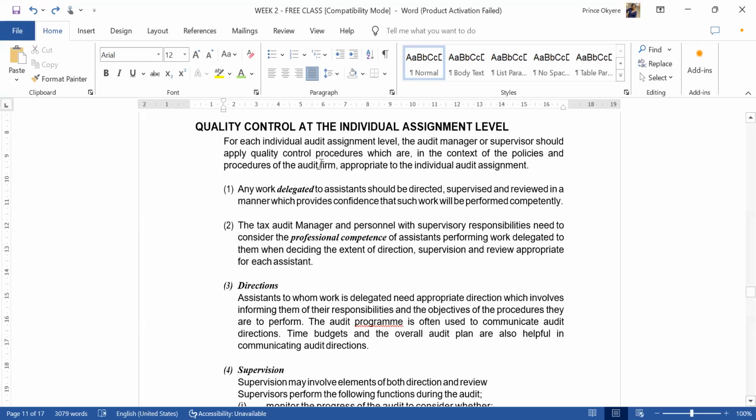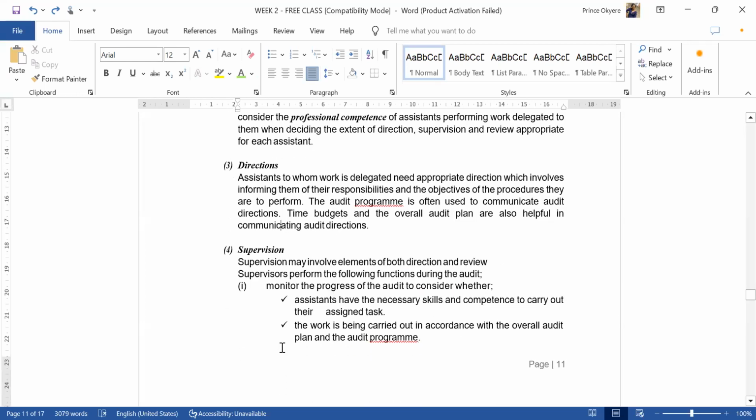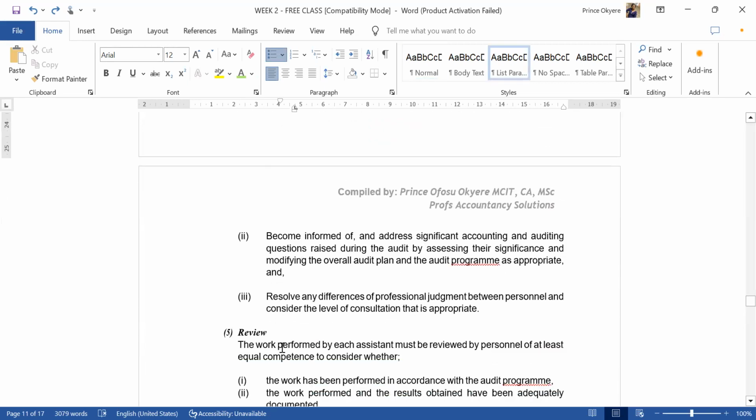So you realize that some of the points will overlap, but the explanations will tell you whether you are talking about an individual assignment or quality control at the firm level. Supervision. Here you supervise the assignment. You ensure that the tasks you give to the associates, the tax audit juniors or those assistants are well supervised and they know that they are doing the right thing, whether they are carrying out procedures that were purportedly planned during the planning stage and all that.